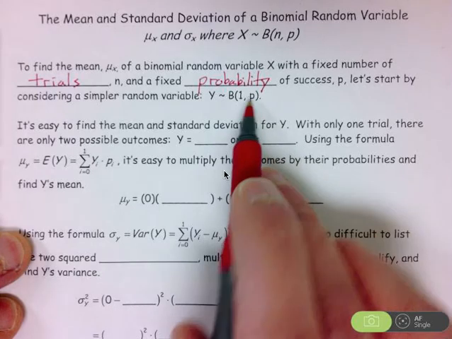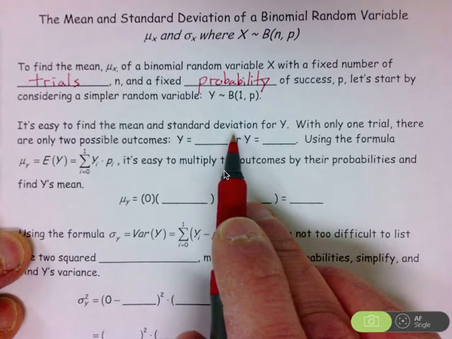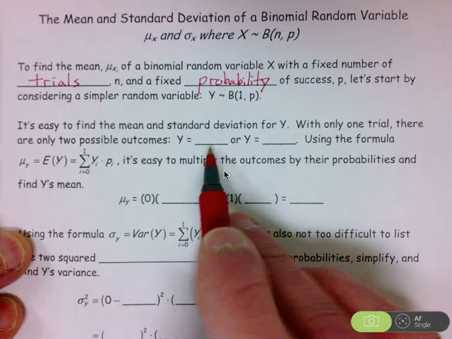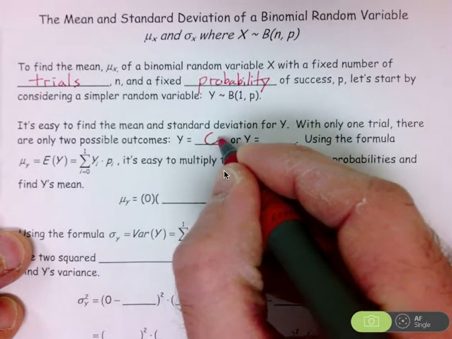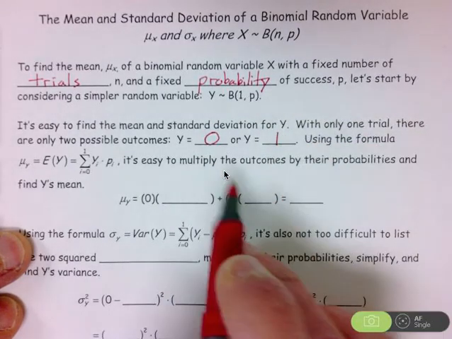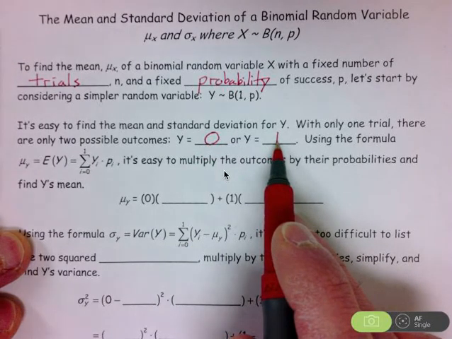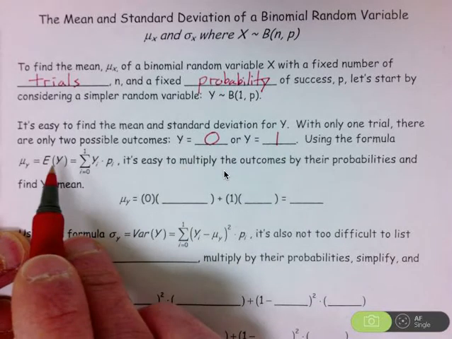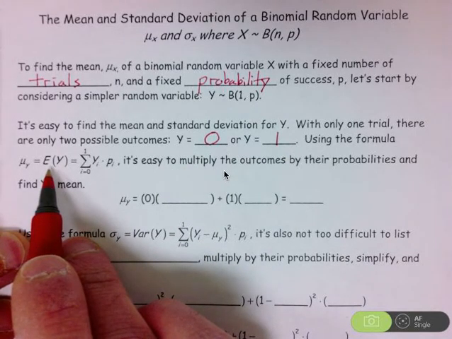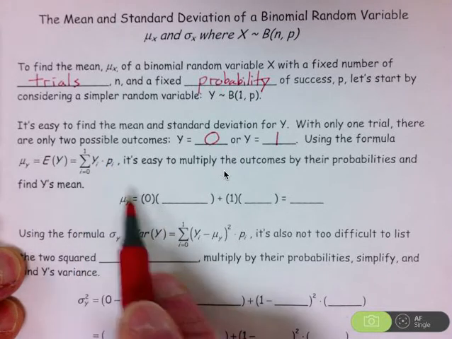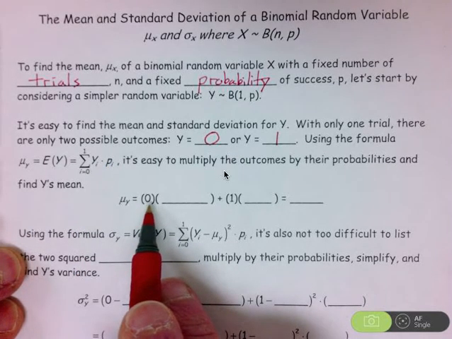So it's easy to find the mean and the standard deviation for y. With only one trial, you either have 0 successes or 1 success. So 0 and 1 are the two possible outcomes. Here's the formula for the expected value, or mu. I need to take every outcome times its probability. This is not particularly hard. So the outcome 0 successes.